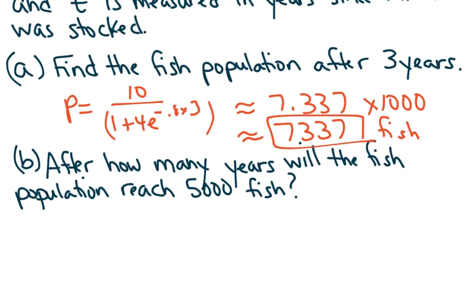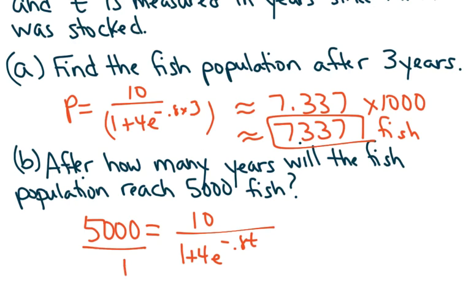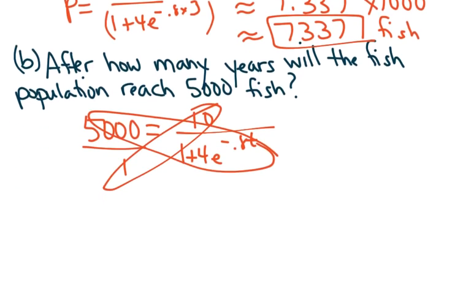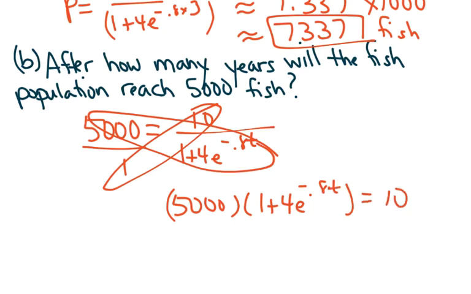Then, in part B, it says, after how many years will the fish population reach 5,000? So now we're going to set 5,000 equal to 10 over 1 plus 4e to the negative 0.8t. Now this is a proportion. And so if you cross multiply, the order in which you multiply doesn't matter. So I'm not actually going to multiply these together. I'm going to write it like this, because the next step would be to divide by 10,000. So if I divide by 10,000, then this is going to equal 10 over 5,000, which is 1 over 500.